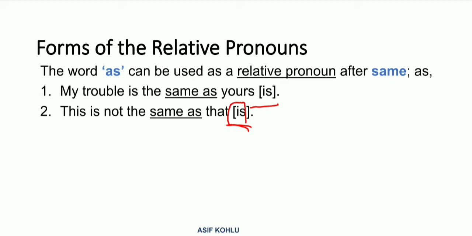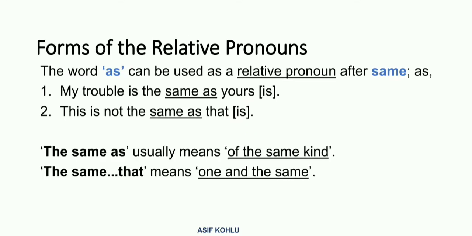So the complete sentence would be: this is not the same as that. Okay, "that" is used to make you understand that it is implicit. It cannot be written or said when you say something about it in English.